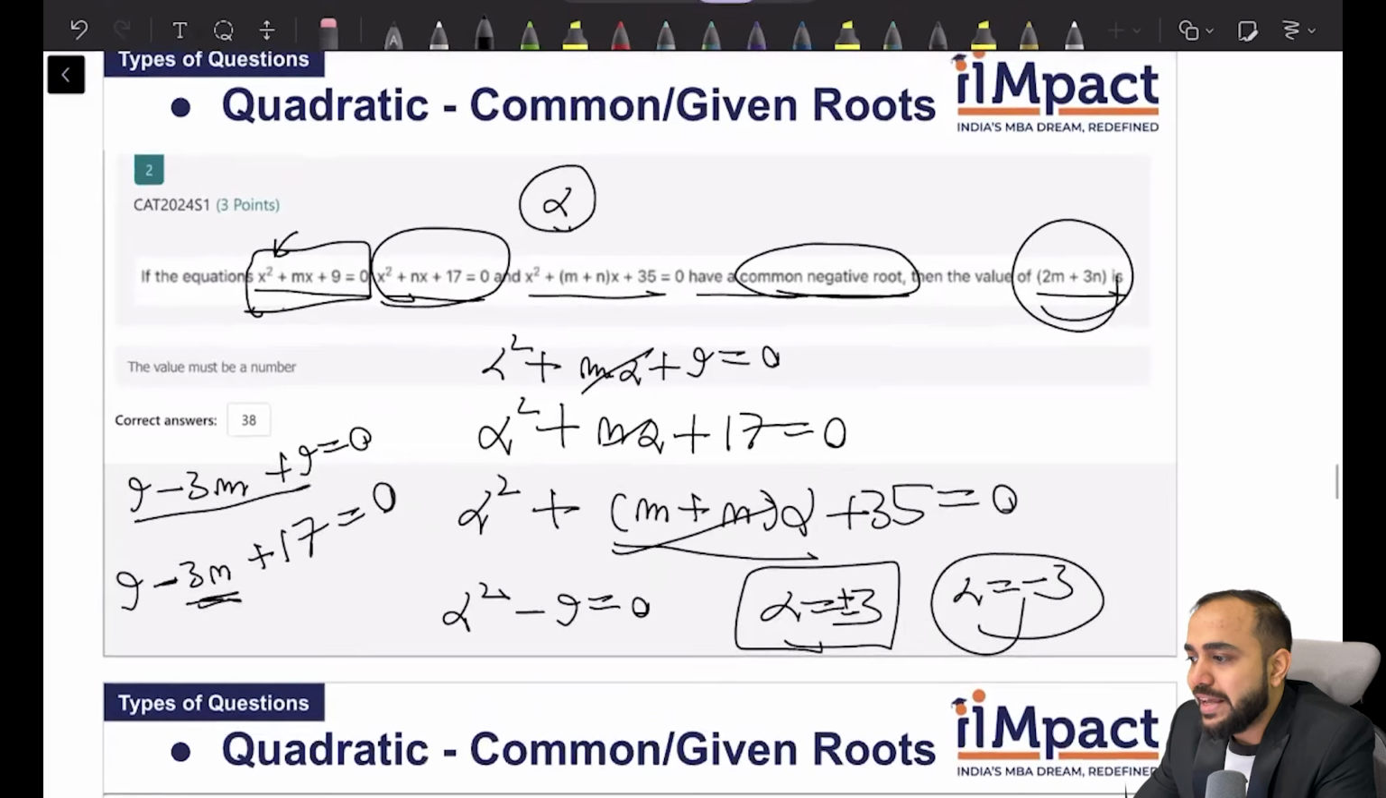Clear? So again, it's a fairly straightforward question. If they are saying you have a common root, just put it and find the root. I mean, you have three equations and only three variables, so you can solve it, right? The variables are what? m, n, and alpha. So you can find each of these hypothetically.